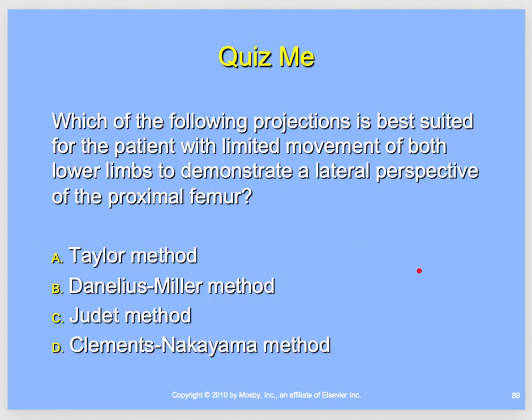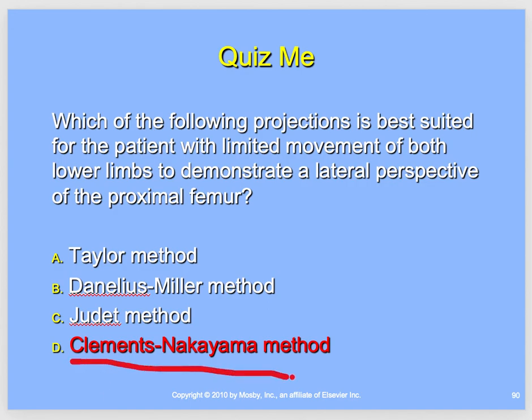Which of the following projections is best suited for the patient with limited movement of both lower limbs to demonstrate a lateral perspective of the proximal femur? Do we do the Taylor method, the Danelius-Miller method, the Judet method, or the Clements-Nakayama method? If we remember anything about our trauma patients and we suspect limited movement in both lower limbs, we are going to do the Clements-Nakayama method.